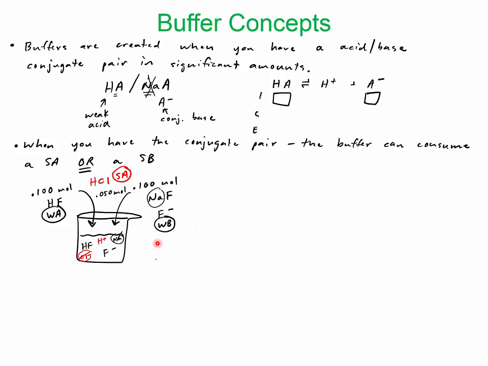So this is the key feature of a buffer problem: you have to read the problem carefully, and the very first thing to always do is identify exactly what you have in the solution, by calling it either a weak acid, strong acid, weak base, or a strong base.